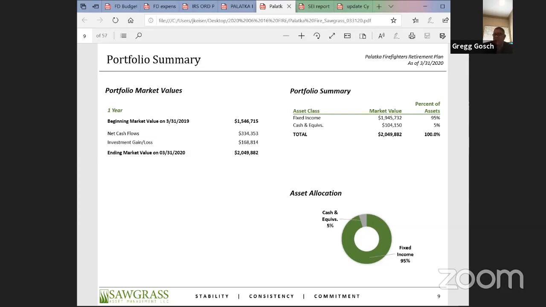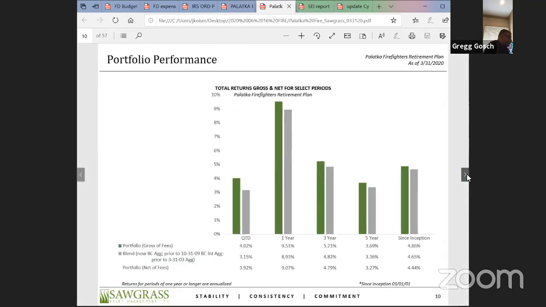But if you'll turn with me to page 10, you can see for the quarter, not the year, the quarter, you're up 4%. For the year, 9.51. And then as we get further down the road, they're kind of normal fixed income numbers, but they're a lot higher than they were. Since inception, 4.86.